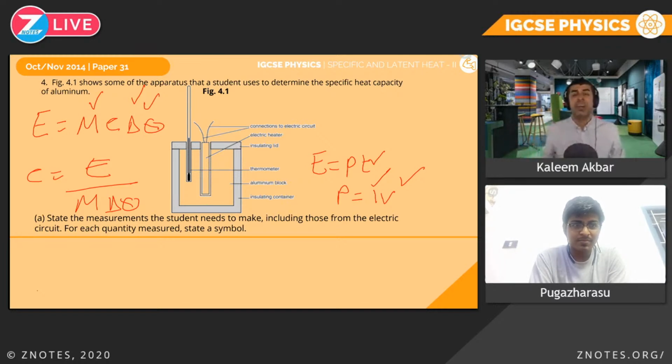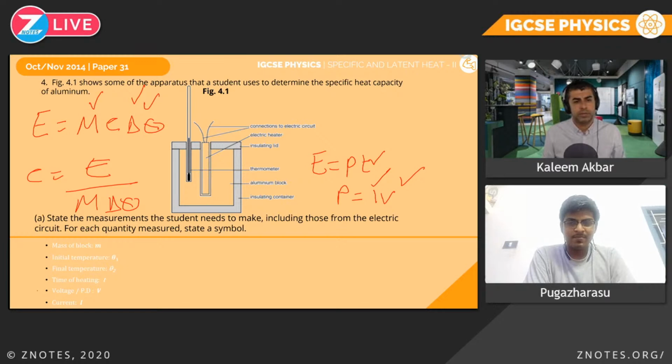How can you tell the difference? Well, if in your head or on a calculator, you're multiplying, adding, subtracting, or dividing, you're calculating. But if you're just looking at something and taking the reading from it, it's a measurement. What is it? Mass of the block, initial temperature, final temperature, time of heating, voltage, current, and is that all I need? 1, 2, 3, 4.